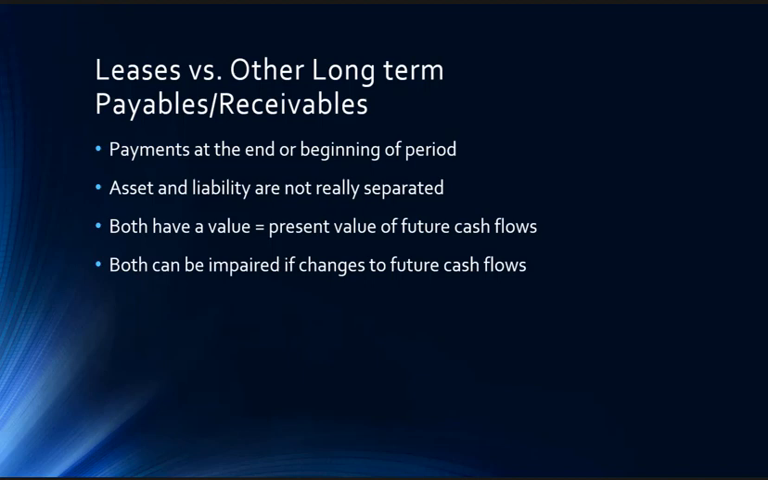That's different when you buy an asset and the liability is really a separate transaction, a separate issue, and the liability is reduced differently than the asset is depreciated. But all loans, all leases have a present value of future cash flows. They have a value that could change, and both can be impaired if there are changes to those future cash flows. Both the liability and the asset can change in value. We talked about impairment in an earlier week. Those also apply to leases.